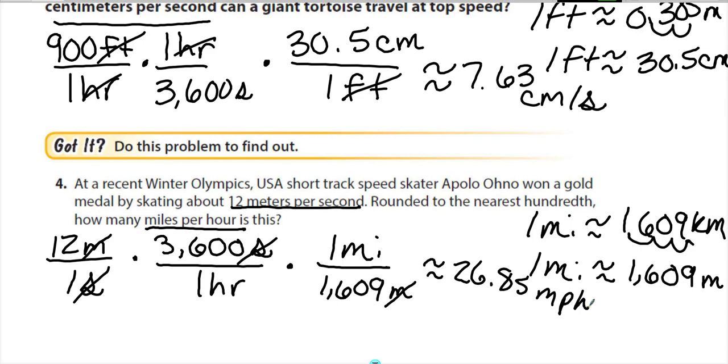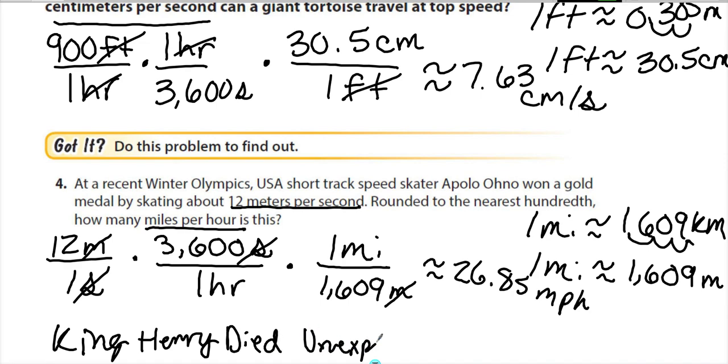Okay, then once you get your time done, then you'll change your distance or your capacity, whatever it is, okay, or your weight. So in this case, then that would change it to that. If you're not sure about your metrics, okay, let's write this down here at the bottom if you need to. It's King Henry died unexpectedly. I think I spelled that right. Drinking chocolate milk.